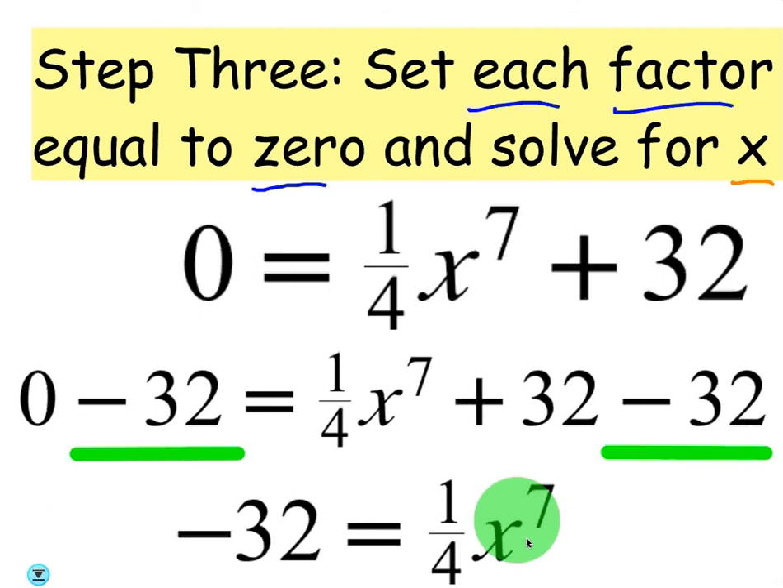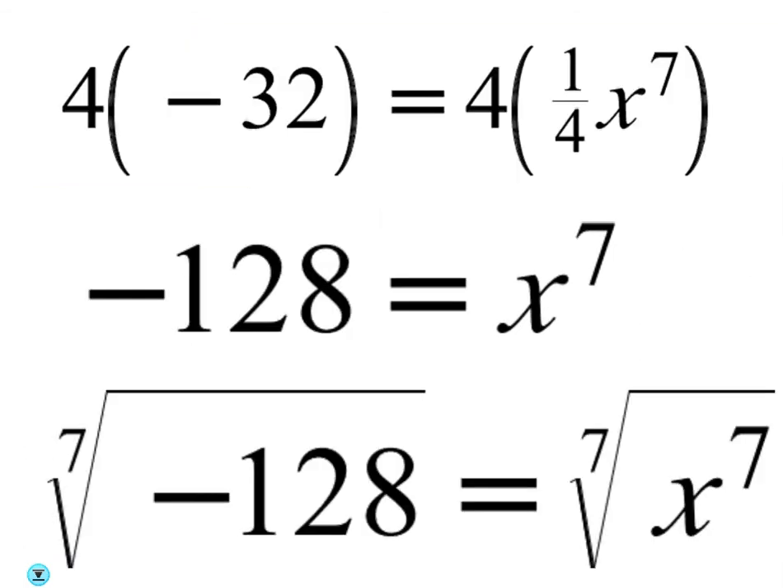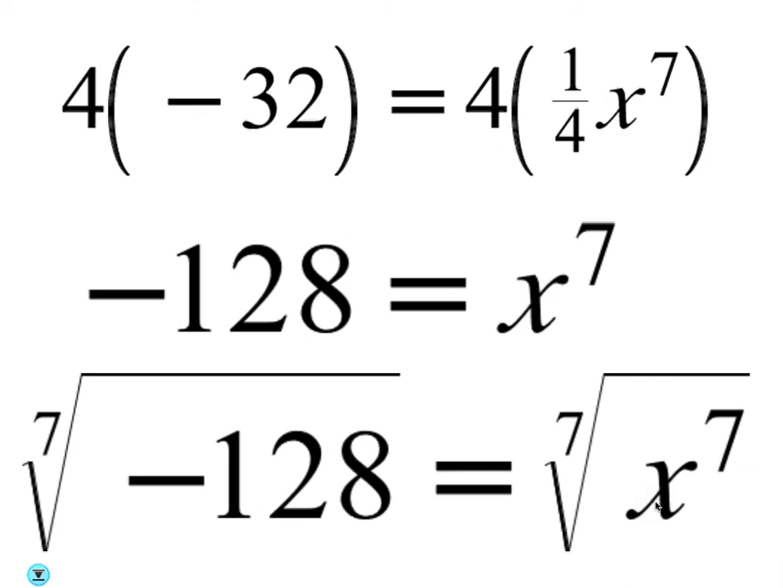How would you get x by itself from here? Multiply by 4. Okay, why? Because 4 times 1/4 is 1, right? And 1 times anything is itself, so basically it cancels the 1/4. So multiply both sides by 4. The 1/4 goes away. 4 times negative 32 is negative 128.